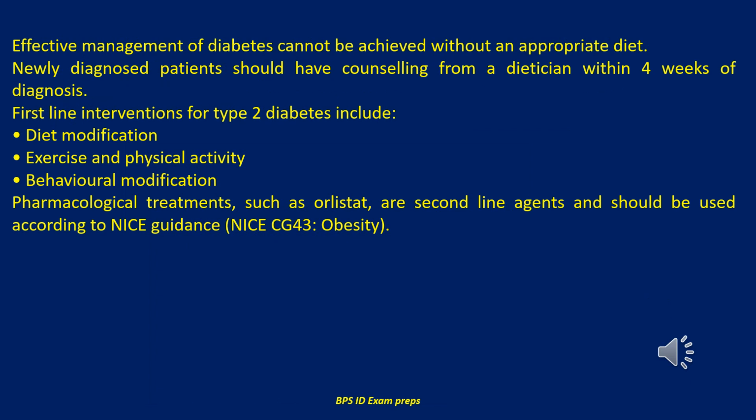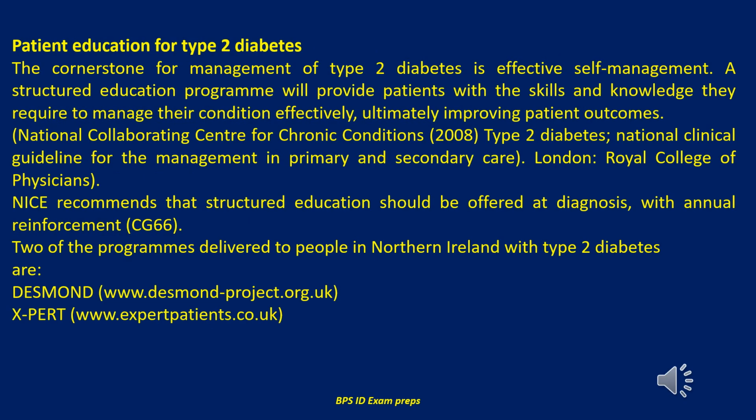Effective management of diabetes cannot be achieved without an appropriate diet. Newly diagnosed patients should have counseling from a dietitian within 4 weeks of diagnosis. First-line interventions for type 2 diabetes include: 1. Diet modification, 2. Exercise and physical activity, and 3. Behavioral modification. Pharmacological treatments, such as orlistat, are second-line agents and should be used according to NICE guidance, NICE CG 43, obesity.